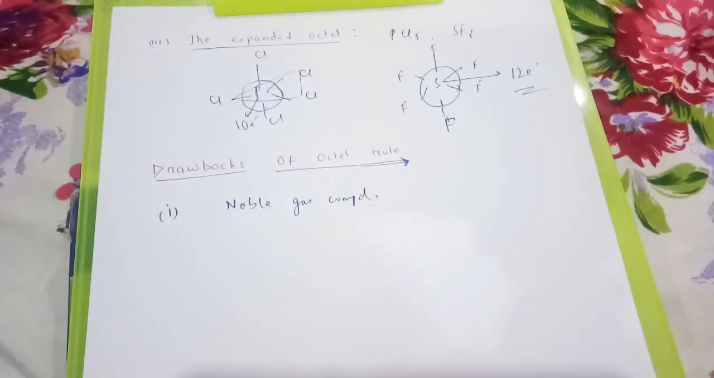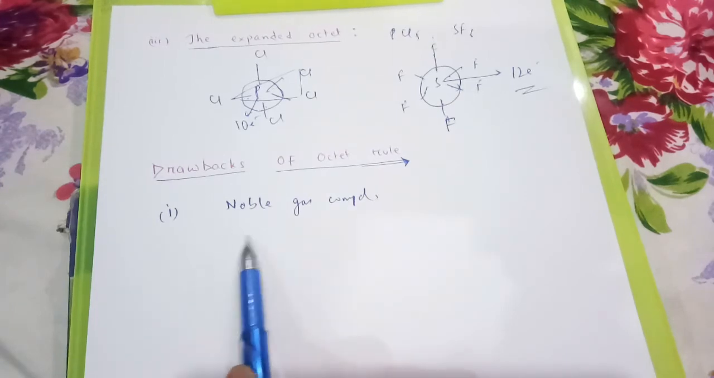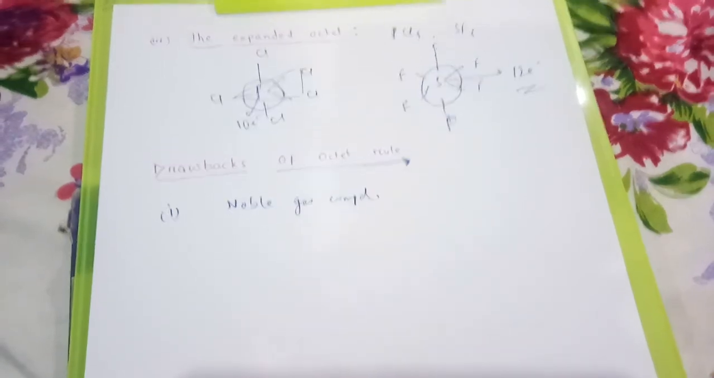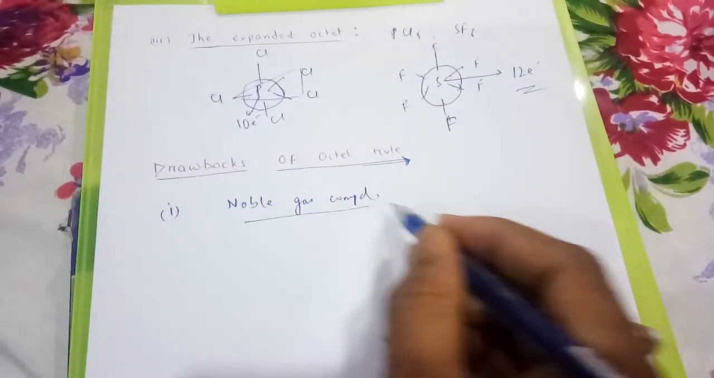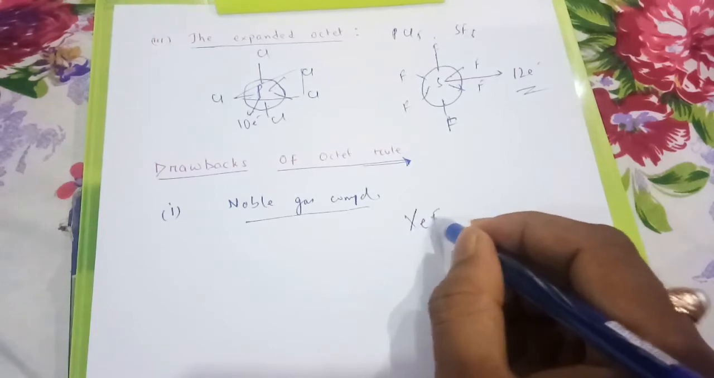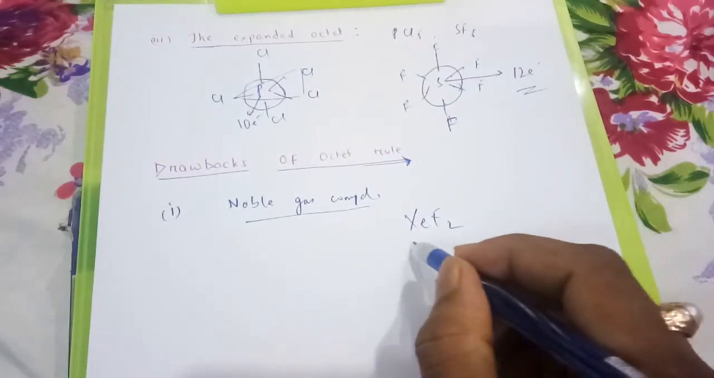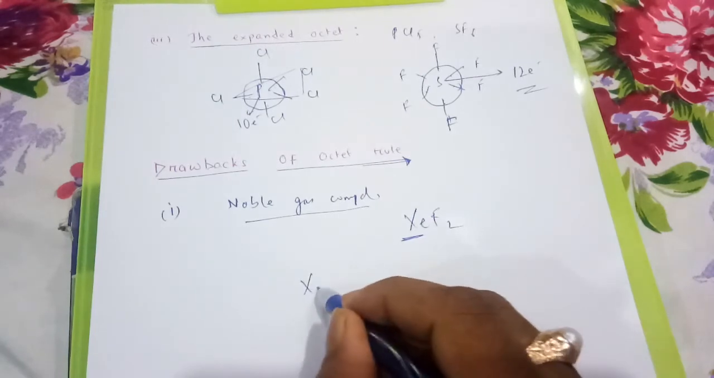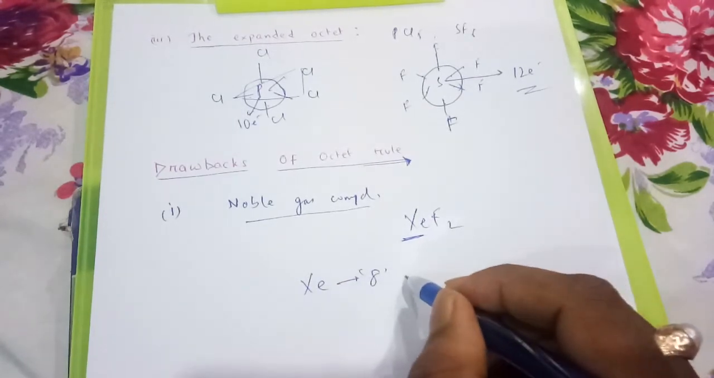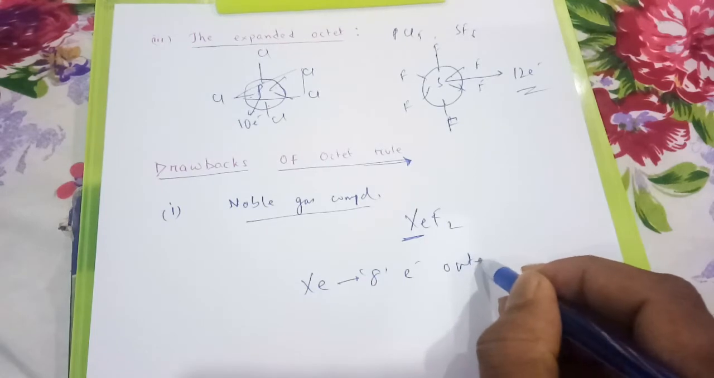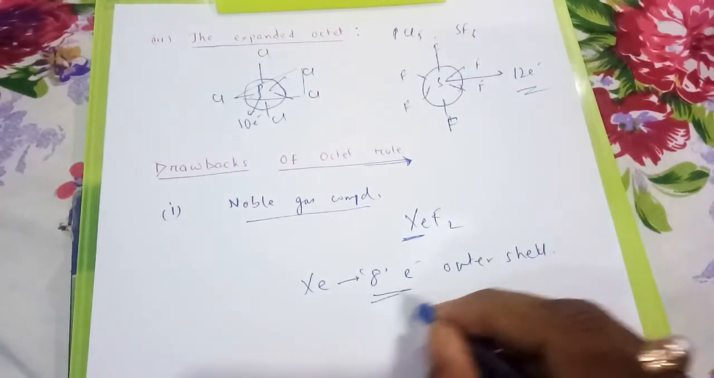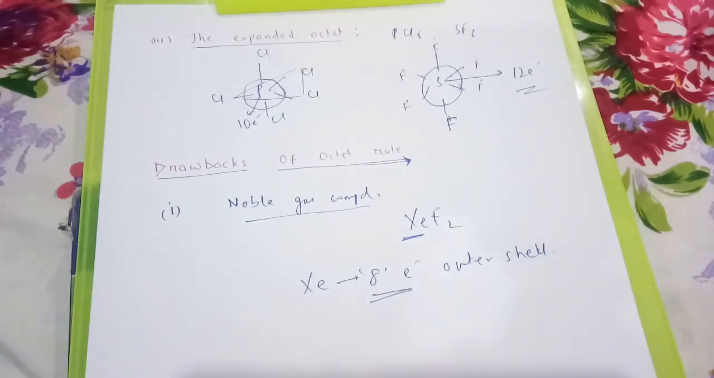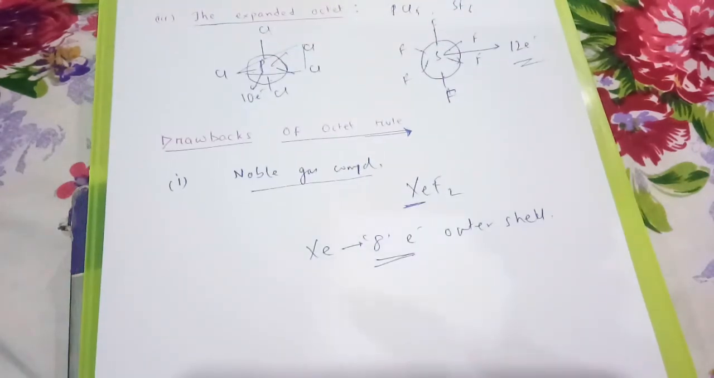Now we have the drawbacks of the octet rule. The first one is noble gas compounds. Some noble gases, for example xenon, form a compound XeF2. Here xenon already has 8 electrons in its outer shell. By the octet rule, anything having 8 electrons is more stable and cannot form a further bond. So this cannot be explained by the octet rule.